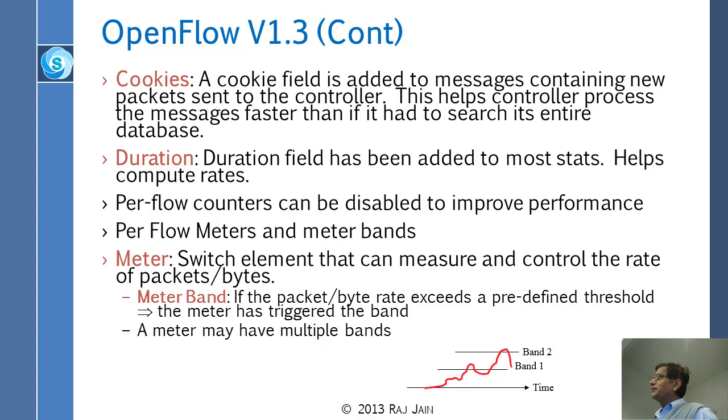Per flow meters and meter band. But what do we have is actually counters can be disabled, but you might need it for some reason, and the reason is you have a meter and the meter bands. So what is a meter? A meter is something that measures the rate of something. Okay? And meter band is a threshold on that meter.